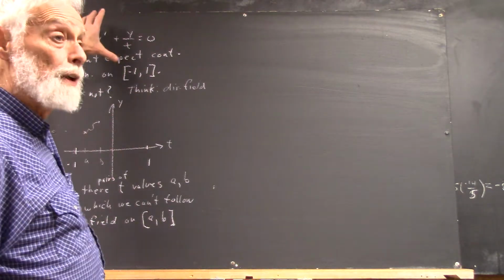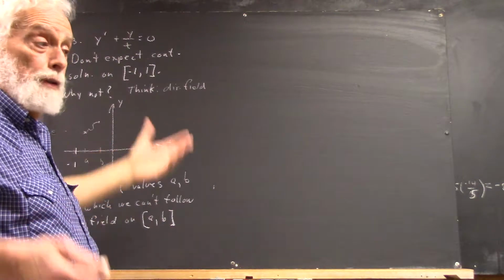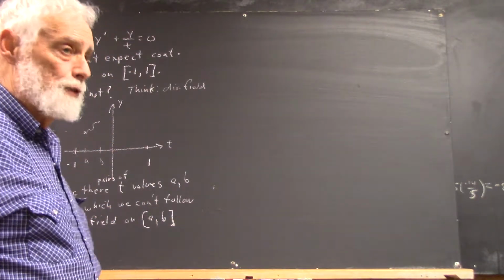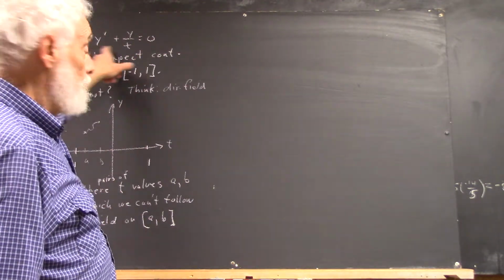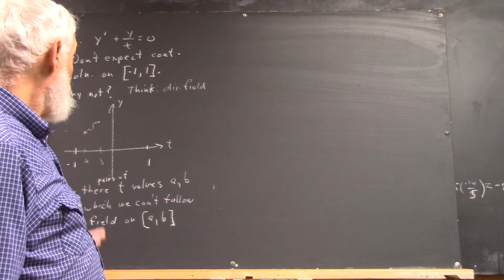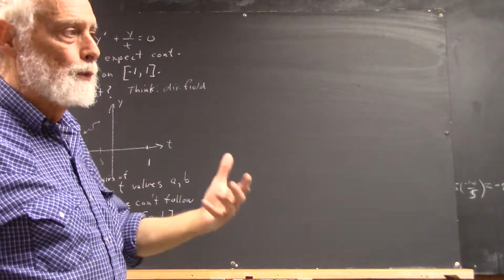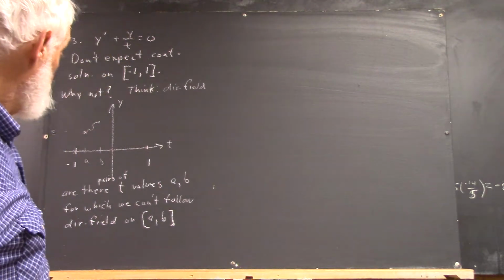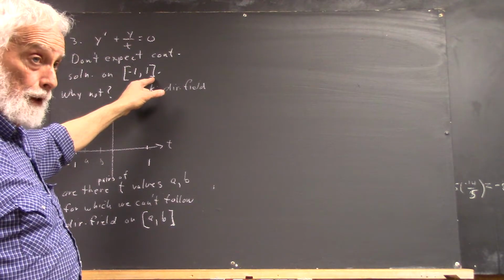This is just a very simple example of something general, okay? So what you've done is good, but that's just a specific example. The direction field of this equation reveals something about the condition for the intervals on which you expect a solution, okay? And we don't expect a solution on the interval negative 1, 1.